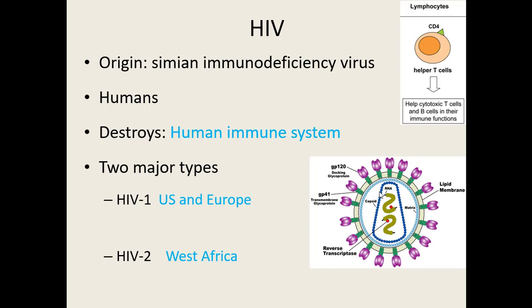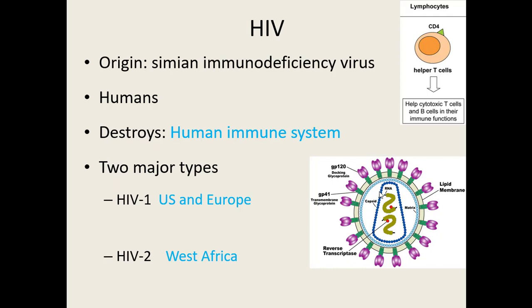Now, it destroys the human immune system, and there are two strains of HIV. They both cause the exact same thing, but genetically they are different from each other. HIV-1 is found more in the United States and Europe. HIV-2 is found more in West Africa.